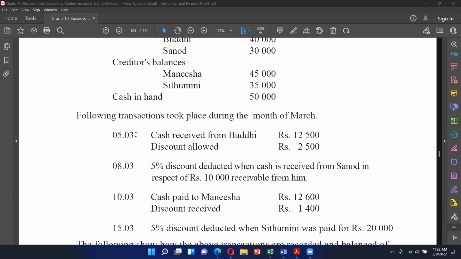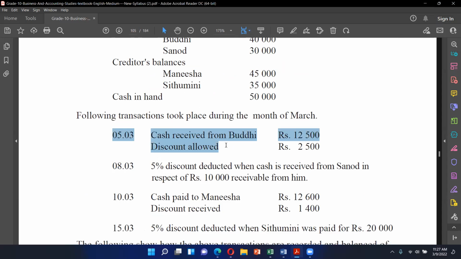Read the first one that happened on 5th March. Cash received from Buddhi rupees 12,500. And discount allowed is 2,500. So what's the double entry?